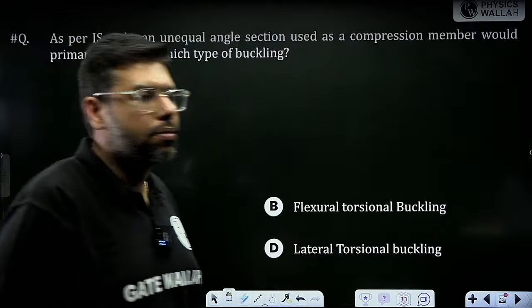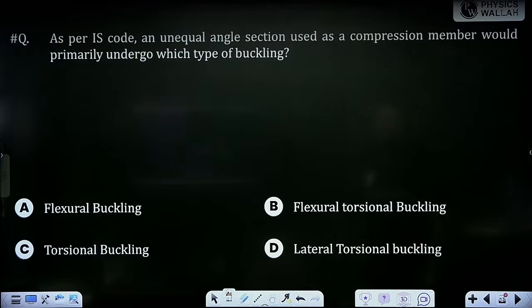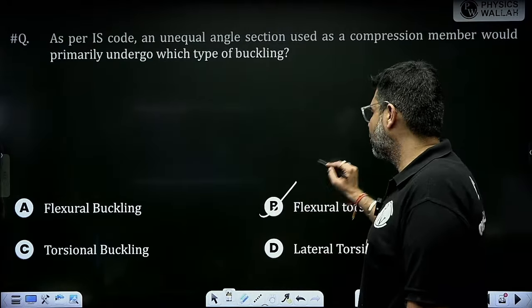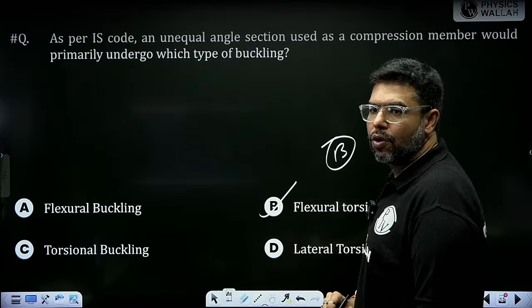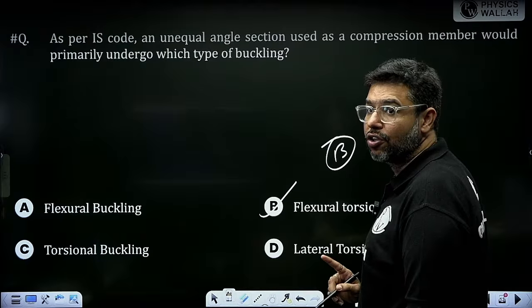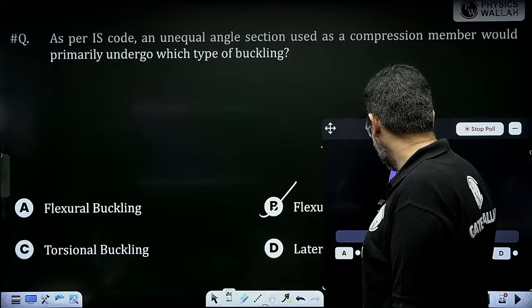Clear? As per IS code, an unequal angle section used as a compression member would primarily undergo which type of buckling? For unequal angle section, we generally have flexural torsional buckling, you should know. For angle section with single leg connected, what kind of buckling do we have? Flexural torsional buckling, not torsional buckling. B was the correct answer, my dear friend.